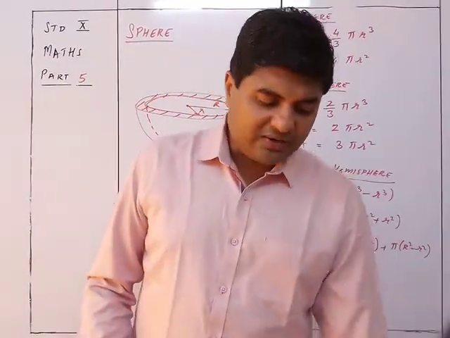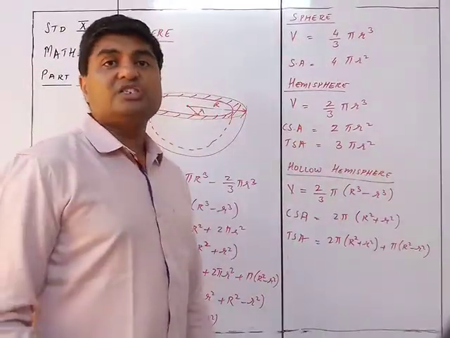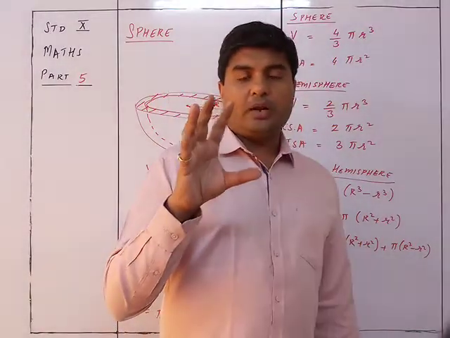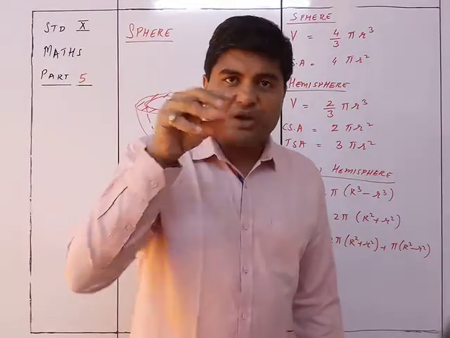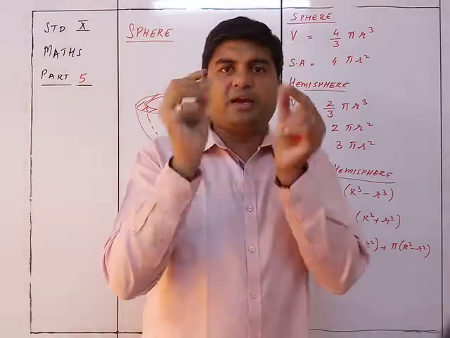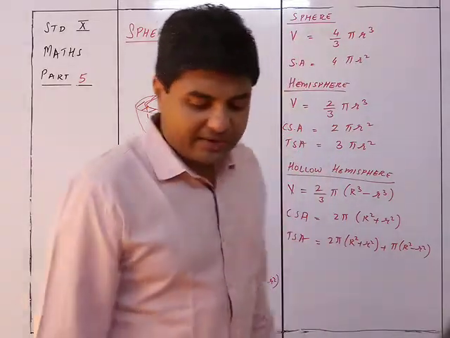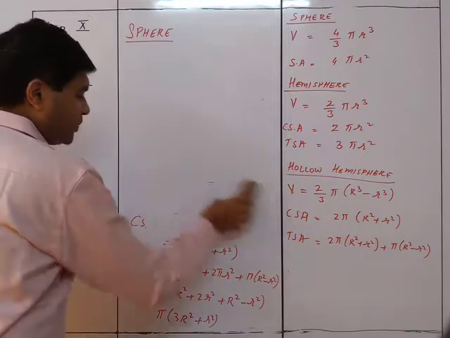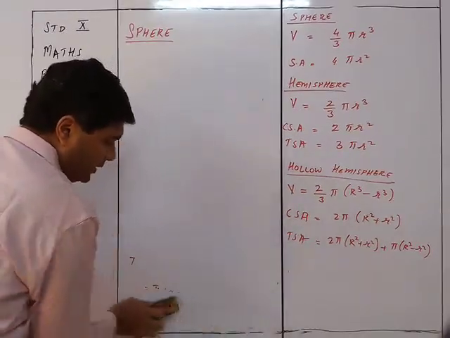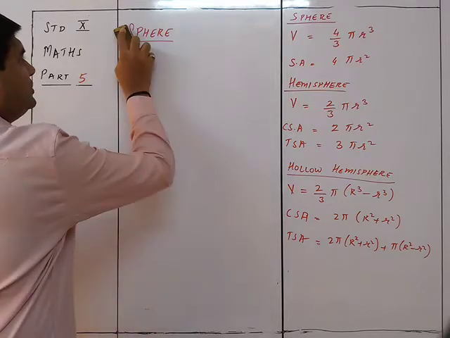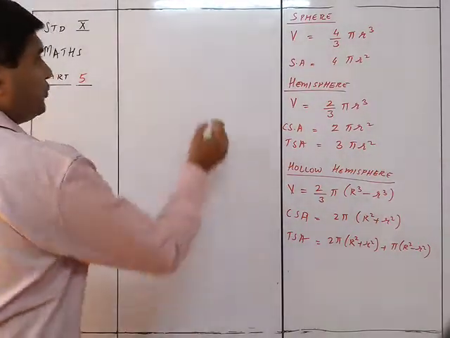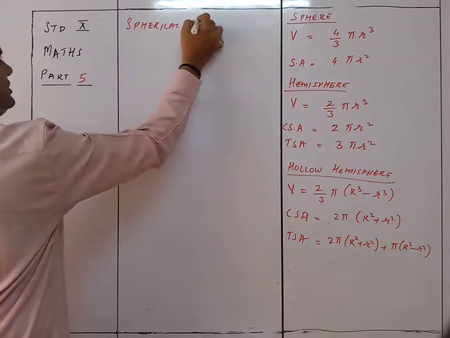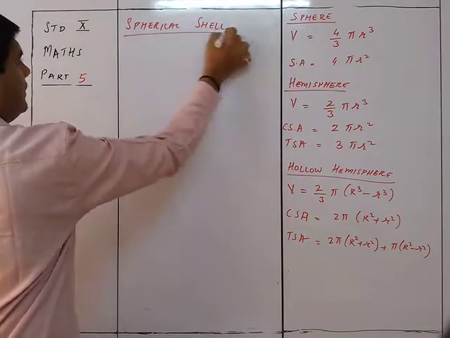There is one more thing which is left out, and that is if it is a shell. Like if you see your rubber ball is a complete ball, but is it solid from inside? No, it has got a thick rubber. It is made up of a thick rubber. That is called a shell. So that's the fourth part over here. That is a spherical shell. So the fourth kind of figure will be the spherical shell, which will be something like this.